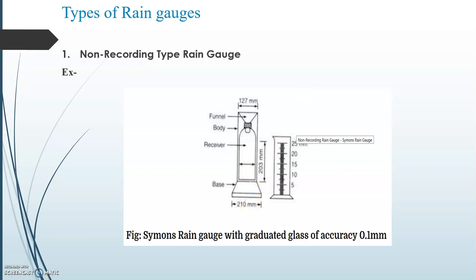Proper care, maintenance and inspection of the rain gauge, especially during dry weather, is necessary to keep the instrument free from dust and dirt, so that readings are accurate. We can have an accuracy of 0.1 mm in the case of a non-recording Symons rain gauge. So this is all about the non-recording rain gauge, which is so simple.